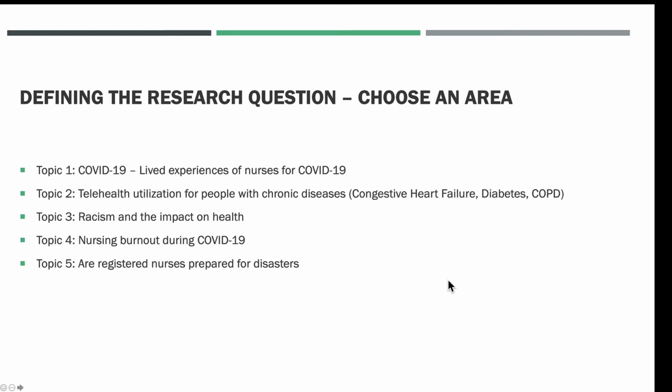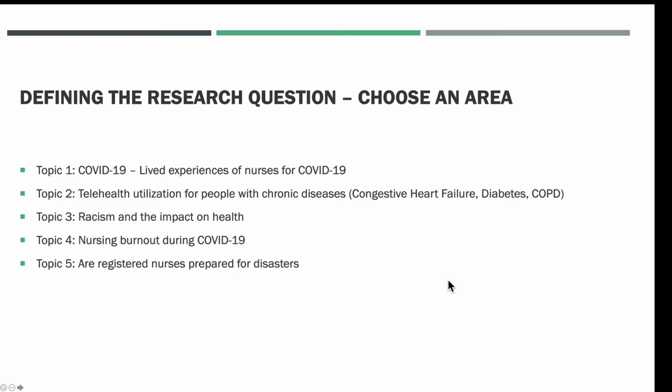For the purposes of this class, I've given you 5 broad topics. So when you're defining the research question, you have to choose an area. And you must choose from one of these 5 areas. Topic 1 is COVID-19, the lived experiences of nurses for COVID-19.